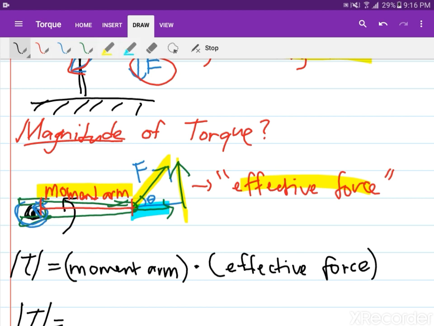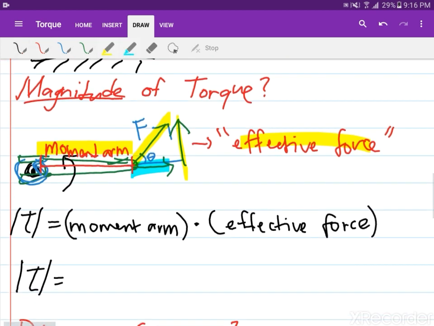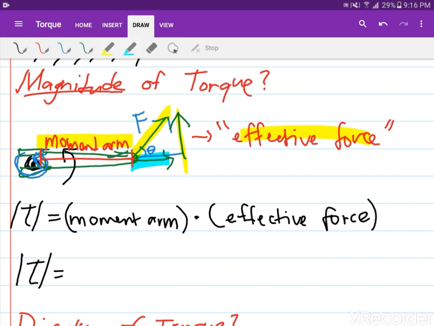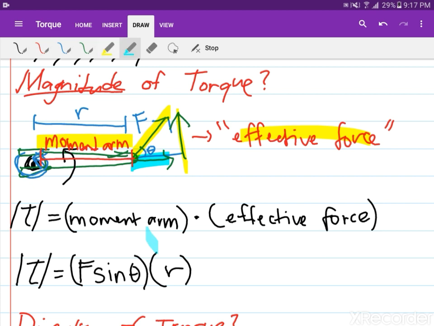So in our example, we have our effective force to be the sine component of the force, and our moment arm, say, has length r. So we can say that the magnitude of the torque in this system is F sine theta times r. So this is the moment arm, and this is the effective force.